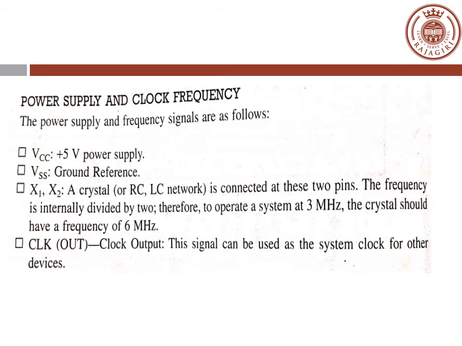Coming to the power supply and clock frequency, you have seen the VCC and VSS pins, which are used as the supply and the ground reference. X1 and X2 are used to connect the crystal that is used to generate the clock frequency. Since the clock gets internally divided by 2 and you want an operating frequency of 3 megahertz, the crystal should have a frequency of 6 megahertz. And CLOCK OUT is an output pin given by the microprocessor to other devices. It provides the system clock from this particular pin.